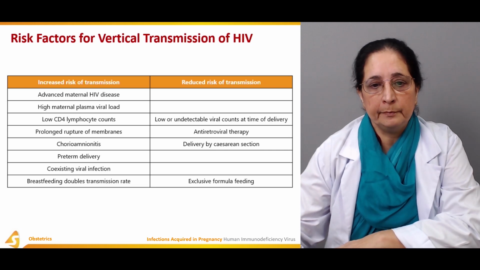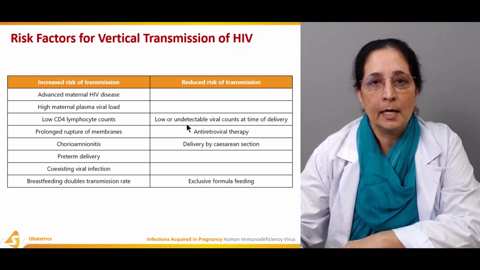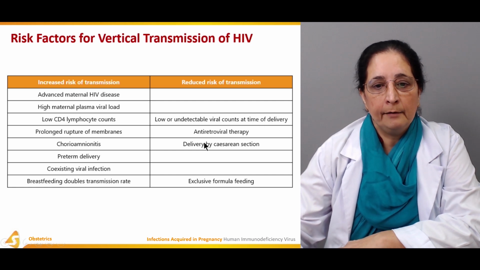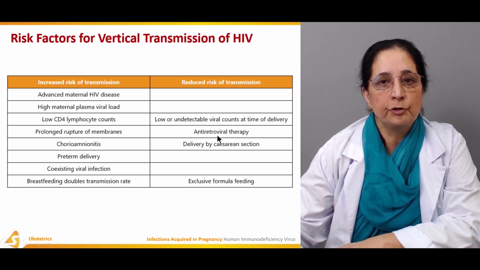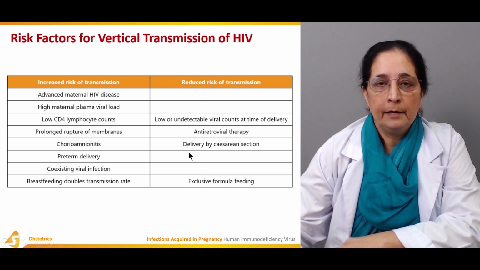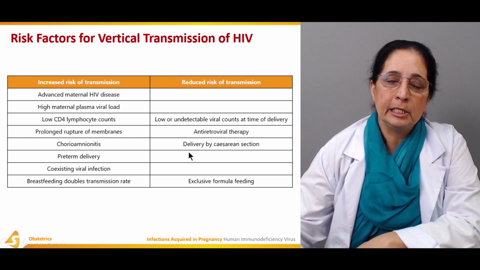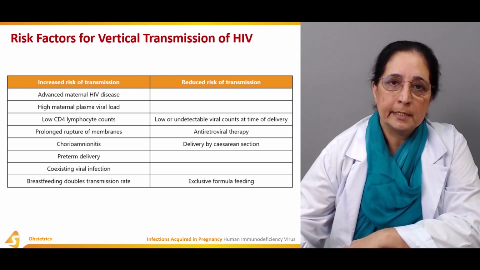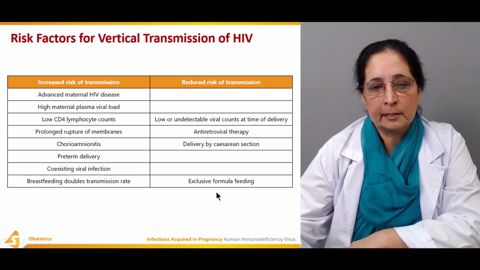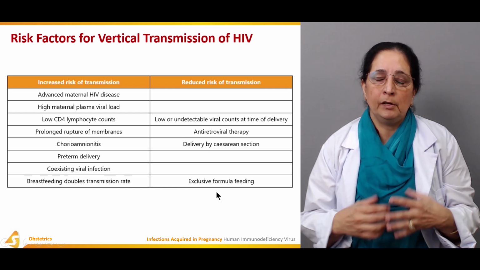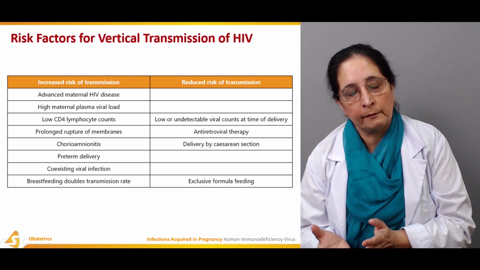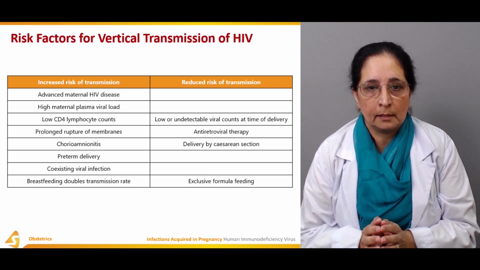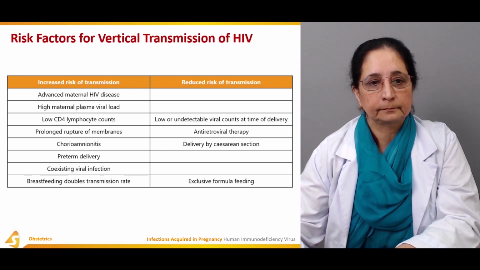Transmission risk is reduced if there is a low or undetectable viral count at the time of delivery, if the patient is on antiretroviral therapy, and if delivery is done by C-section rather than vaginal delivery. If there is exclusive formula feeding and no breastfeeding, there is no chance of transmission. If there is formula feeding, the chances are reduced.